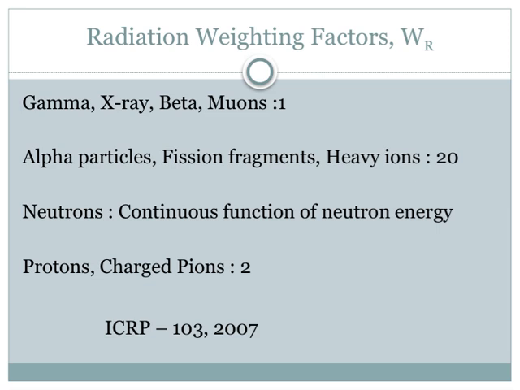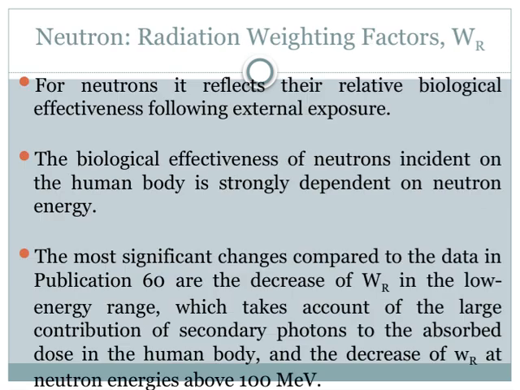All of these weighting factors are part of the broader concept called radiation weighting factors, or W_R. These factors help us quantify and compare the relative biological effectiveness of different types of radiation, which is essential for dose assessment and protection strategies. So, in summary, understanding these factors allows us to better evaluate the potential health risks associated with various radiation exposures, tying back into our overall theme of radiation safety and protection. When we look at neutrons, their biological effectiveness following external exposure is reflected in what we call the radiation weighting factors, or W_R.